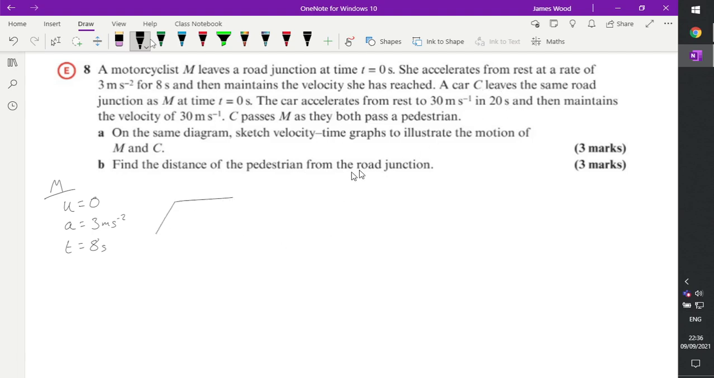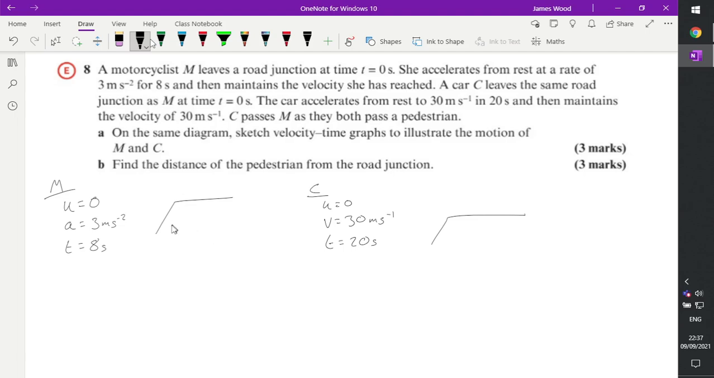A car C leaves the same road at time t equals 0 as well. It accelerates from rest, so we've still got u as 0, up to 30 meters per second. So that's the final speed, is what I mean by u and v. So u is initial, v is final. And t is 20 seconds, and then maintains this speed. So again, their graph is going to look like that. C passes M, so the car passes the motorbike as they both pass a pedestrian. On the same diagram, sketch the velocity time graphs.